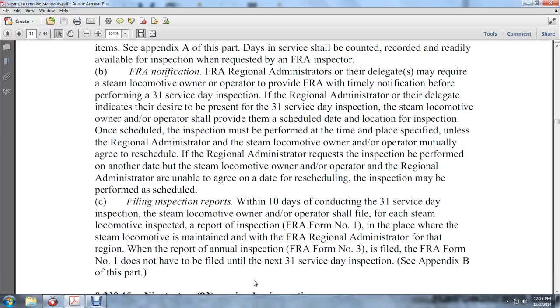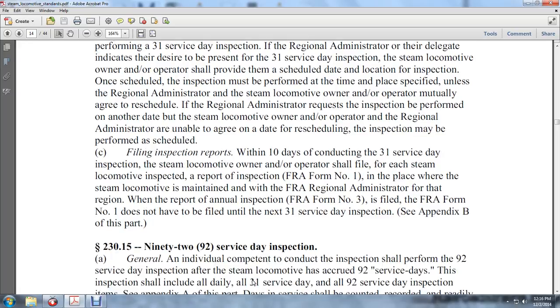(c) Filing inspection report. Within 90 days of conducting a 31 service day inspection, the steam locomotive operator shall file with the FRA, for each steam locomotive inspected, a record of the inspection on FRA form number 1, at the place where the steam locomotive is maintained. The Federal Railroad regional administrator for that region need not receive the report if the annual inspection report, FRA form number 3, is filed. FRA form number 1 does not have to be filed until the next 31 service day inspection. See Appendix B of this part.